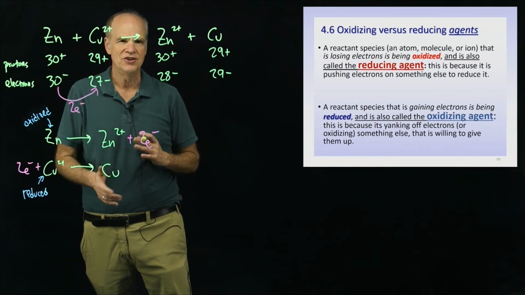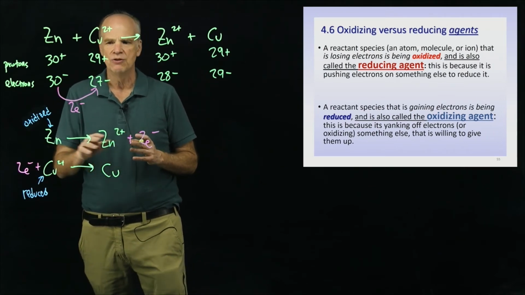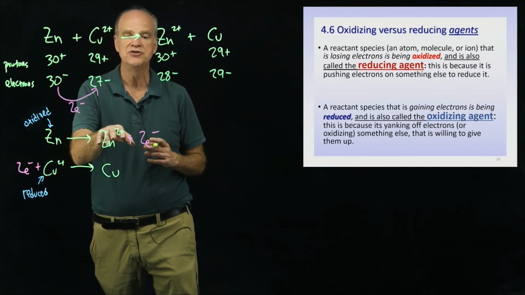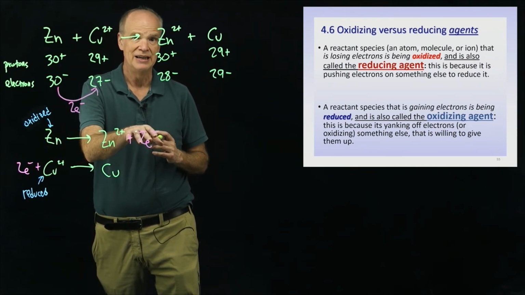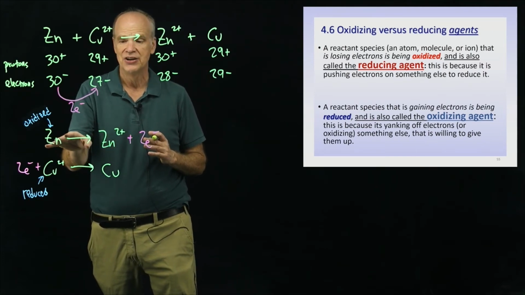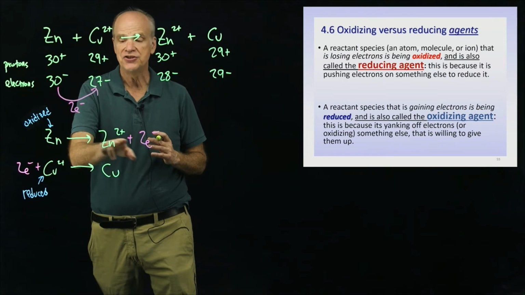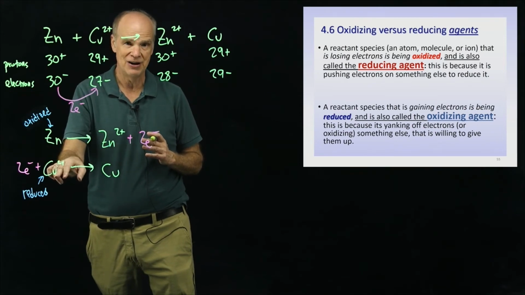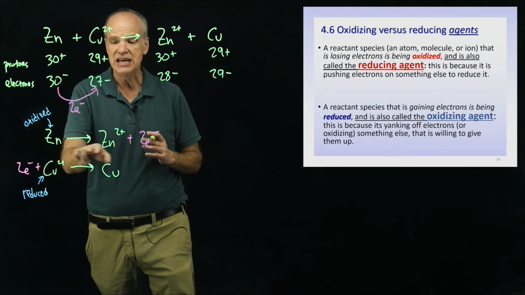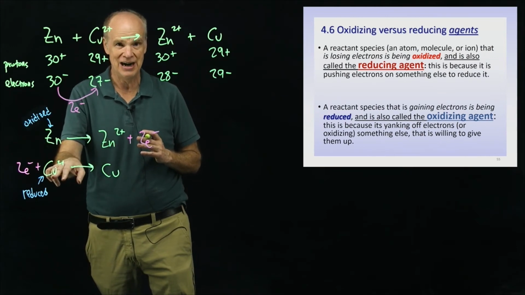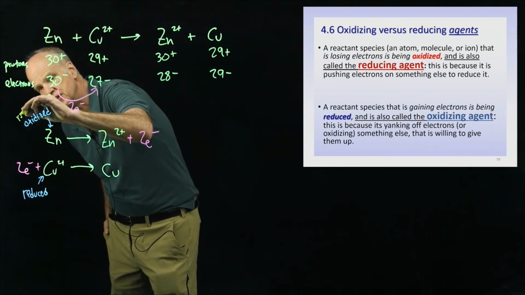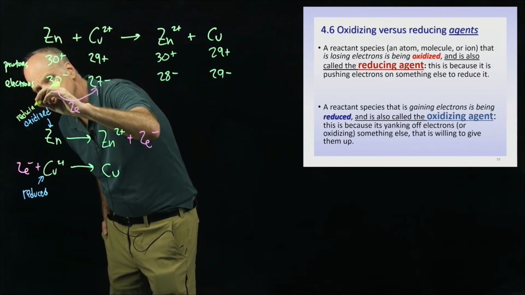So why this reversal? Well, let's think about what zinc is doing. So zinc is definitely losing 2 electrons, right? And so it's being oxidized. But here's another way you can think about this. Zinc is forcing its 2 electrons on the copper ion. So basically, you can see that the zinc metal is the agent for copper ion's reduction. So therefore, this is considered to be a reducing agent.